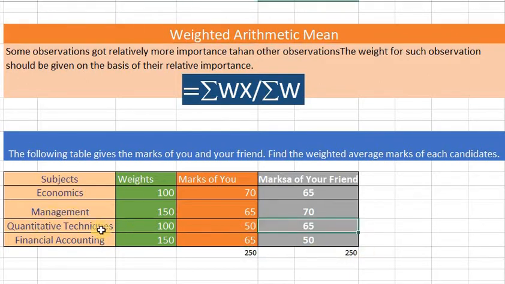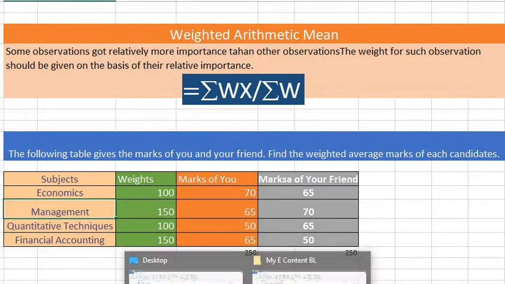It differs in both cases because we have assigned more importance to management and financial accounting rather than to economics and quantitative techniques. Here you can see the weights. These weights determine the importance of these subjects. We have assigned 100 weights to economics, 150 weights to management, 100 weights to quantitative techniques, 150 weights to financial accounting. So this extra 50 points determines the importance of financial accounting, or this one represents management.